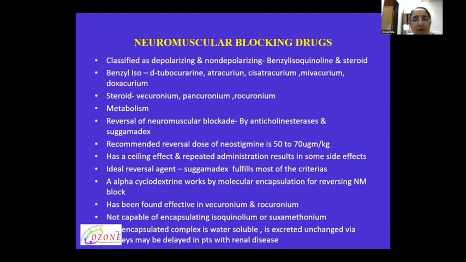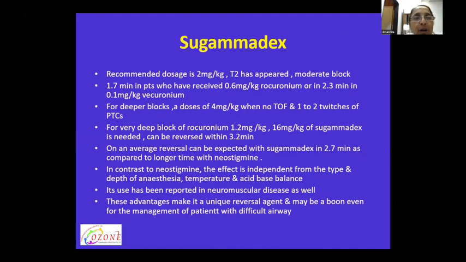Sugammadex is now considered an ideal reversal agent that fulfills almost all criteria of an ideal reversal agent. It is a gamma cyclodextrin that works by molecular encapsulation for reversing neuromuscular block. It has been found effective in vecuronium and rocuronium induced NM block. It is not capable of encapsulating isoquinolines or succinylcholine, which means it is not effective against atracurium and cisatracurium, but only when we have used vecuronium and rocuronium. The encapsulated complex is water soluble and is excreted unchanged via the kidneys, and may be delayed slightly in patients with renal disease.